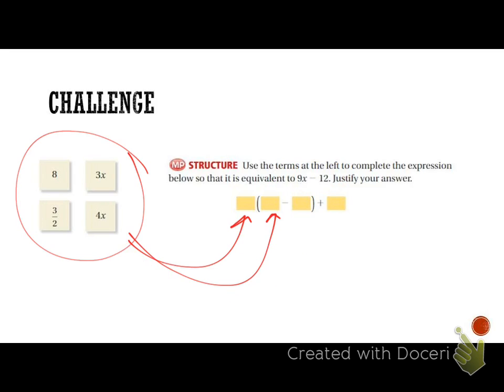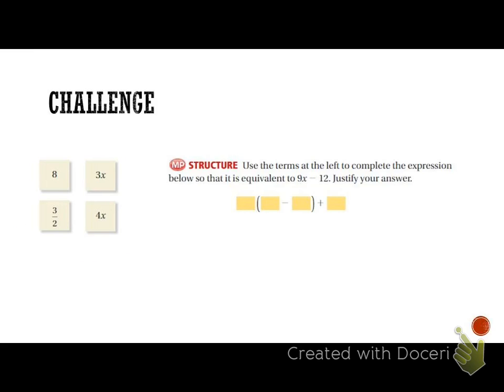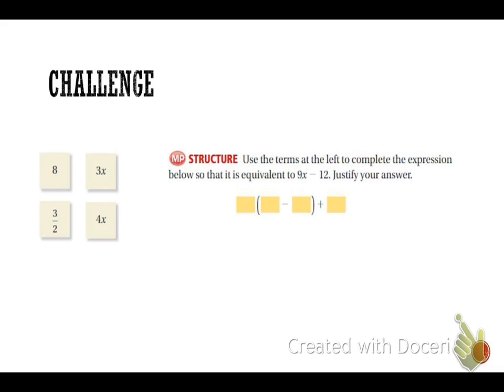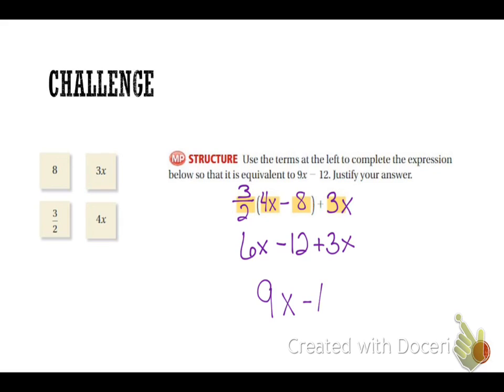So let's see. I was very impressed with how many people got it in the last class, so we'll just see who gets it. Okay, so 3 over 2 comes first, times 4x minus 8. You're good, Maddie. Okay, distribute, and you get 9x minus 12. Okay, you guys did a great job. All right, that's everything you need to know for 3.3.